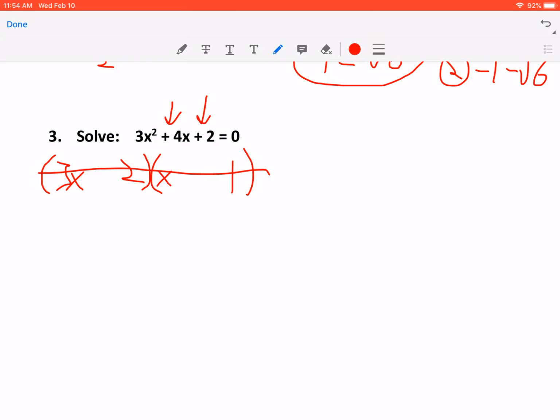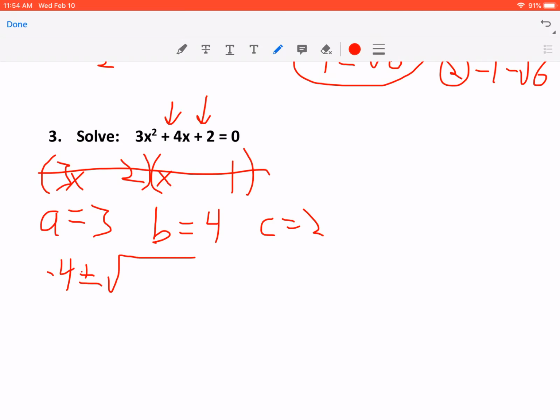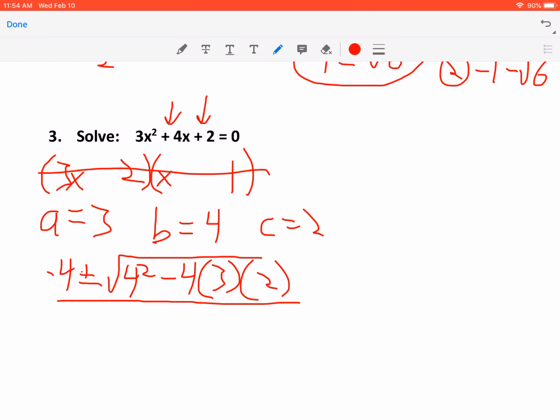So guess what? Can't factor it. So again, let's do quadratic formula. Who is A? A is equal to 3. B is equal to 4. And C is equal to 2. Plug them in. So negative B, that's negative 4, plus or minus square root of B squared, that's 4 squared, minus 4 times A times C, divided by 2 times A. All right?